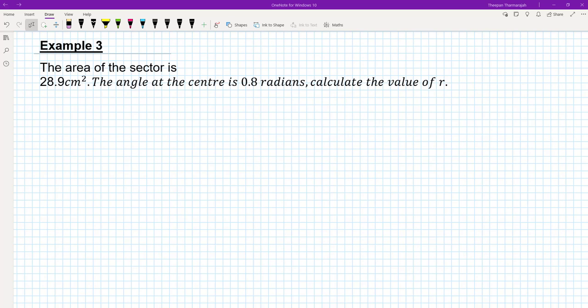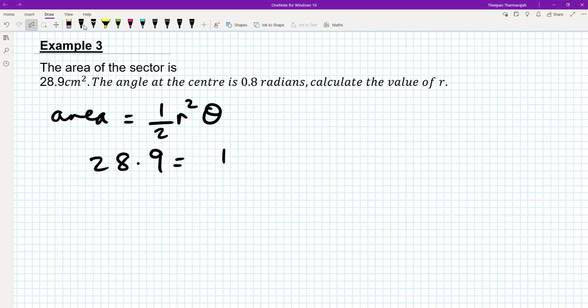In this question, the question states the area of the sector is 28.9 centimeters squared. The angle at the center is 0.8 radians. Calculate the value of r. So the first thing we ought to do is to write down that the area of a sector is a half r squared theta. So we get 28.9 is equal to a half r squared times 0.8.